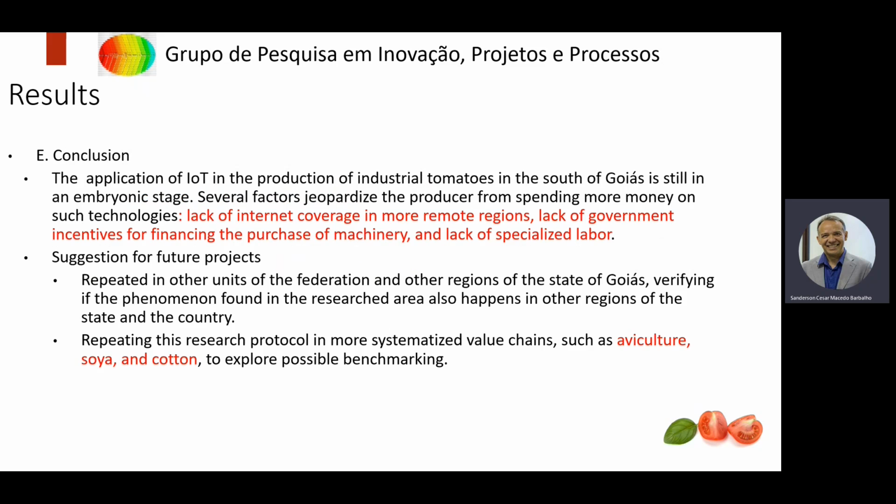So we had these kinds of problems in our countryside: the lack of internet coverage, lack of government incentives for financing purchase of machinery, and lack of specialized labor. And we also think it is important to have this kind of study in other regions of the Goiás state and other regions in Brazil, repeating this research protocol, for example, in more systematized value chains such as soya and cotton, which were better provided in terms of technology.